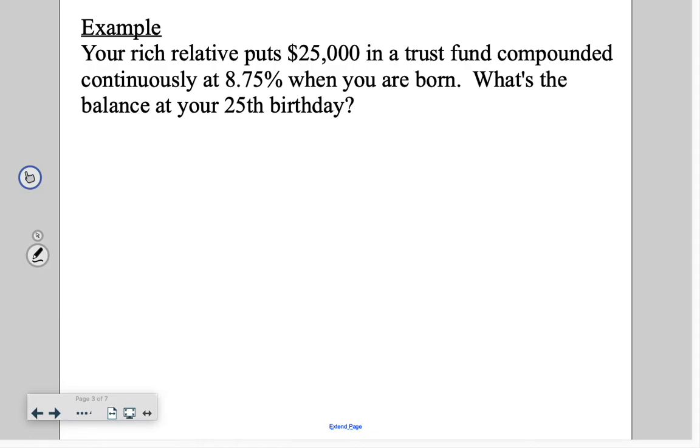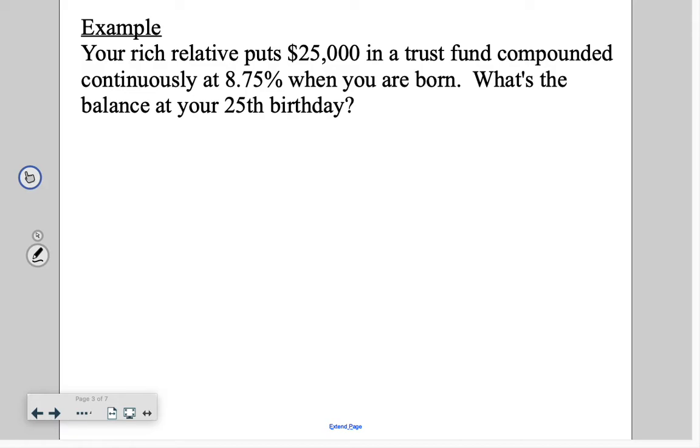Okay, so here's example number 1. You've got a rich relative that puts $25,000 into a trust fund, compounded continuously at 8.75% when you were born. And you come back on your 25th birthday. Let's say they set a rule that you can't touch it until you're 25. You come back on your 25th birthday and you're trying to figure out, well, I had $25,000. Let's see how much I have now.